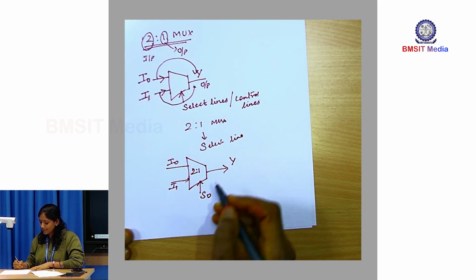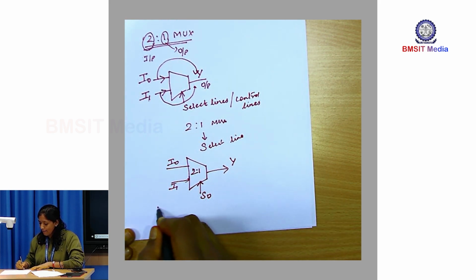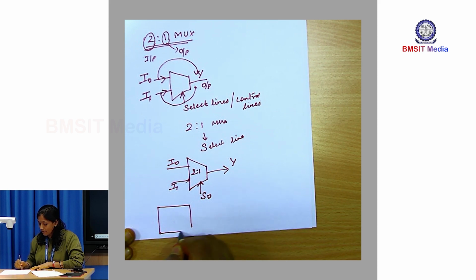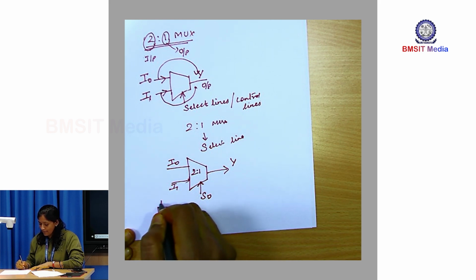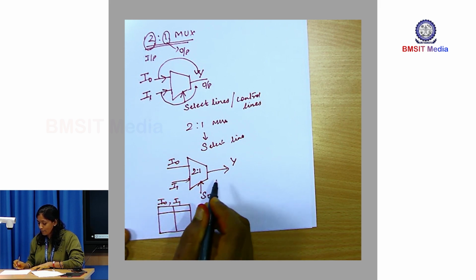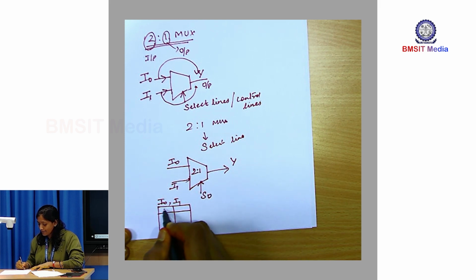So, how is data transmitted? Very simple. I am going to write the table here. This table tells me how the data is transmitted to the output. We have the information I0 and I1, that is two inputs. From these two inputs I have to select only one input at one time, based on the select lines. So, this is my select line and this is my output.